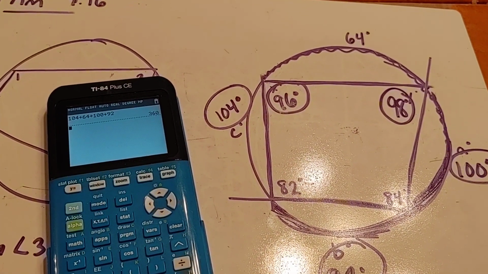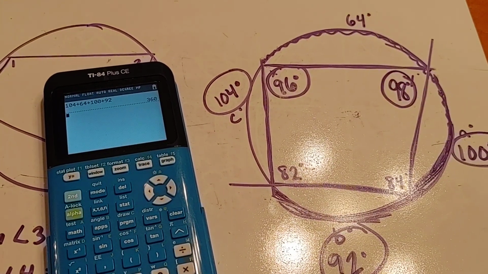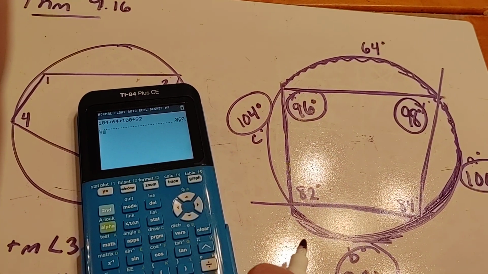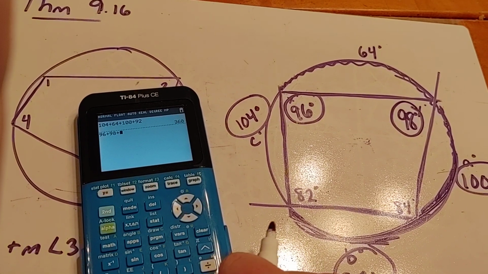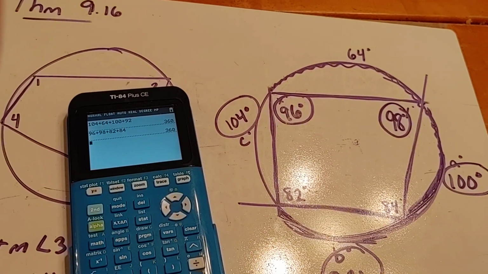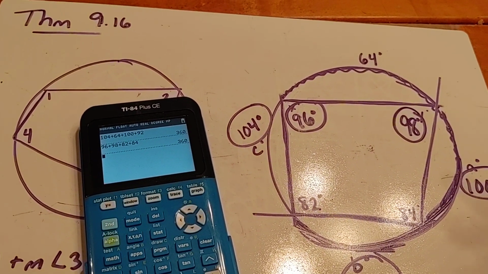You know, while we're in the habit of checking, let's check our quadrilateral. A quadrilateral should always have 360 degrees. Does 96 plus 98 plus 82 plus 84 make 360? Absolutely. So it's a good way to check what we're doing here.